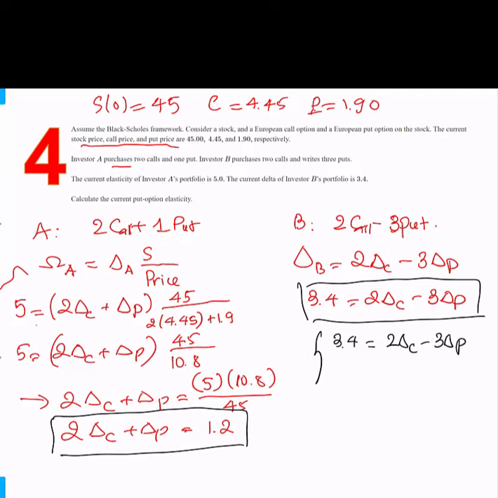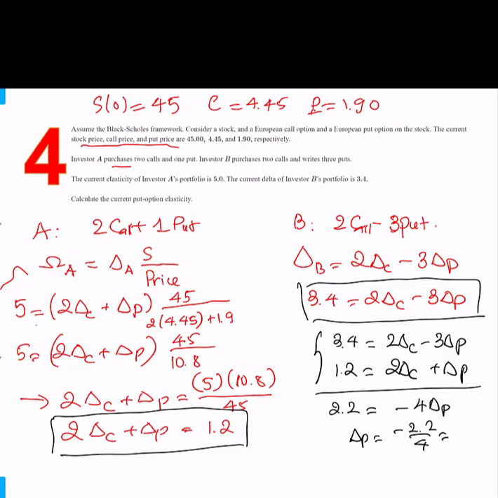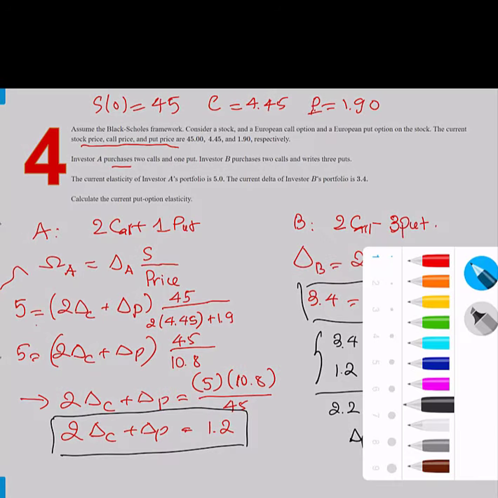We got here 3.4 is equal to 2 delta C minus 3 delta P, and 1.2 is equal to 2 delta C plus delta P. So now if you subtract side by side, you get 2.2 is equal to minus 4 delta P, leading to delta P is minus 2.2 over 4, which is minus 0.55. See, minus 0.55.